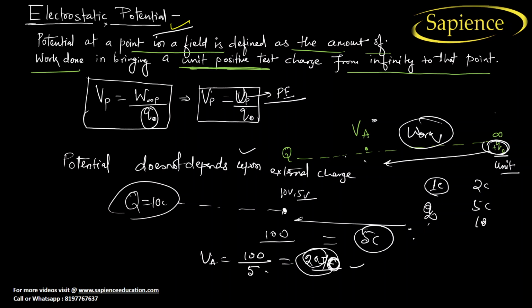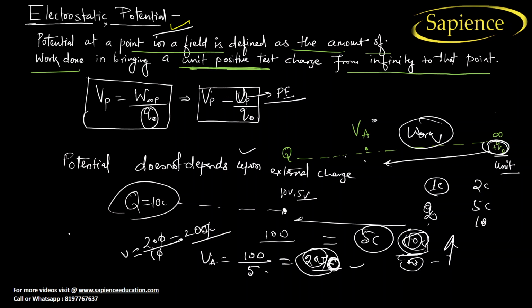See here, if you increase the charge to 10 coulomb, what will happen? Work done will become more. For example, if you double the charge, work done becomes 200, right? But the charge is 10, so you have to divide it by 10 to find the potential. So this will again be 20 joule per coulomb. As soon as you increase the charge, work done is also increasing.